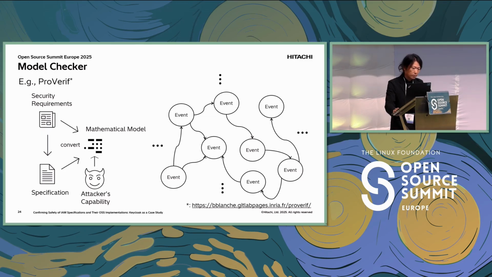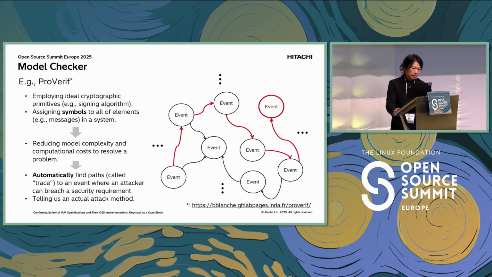It converts the security requirements, the specification, and also the attacker's capabilities onto some mathematical model. After that, it tries to find out whether a critical event happens or not. If this critical event happens, then the system's security is impaired. It can also try to find an actual path toward this critical event.